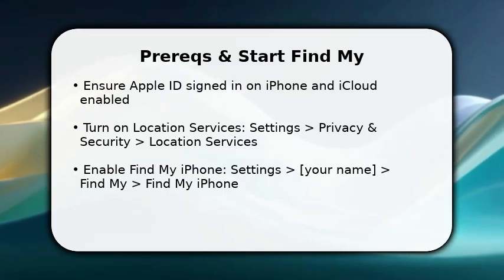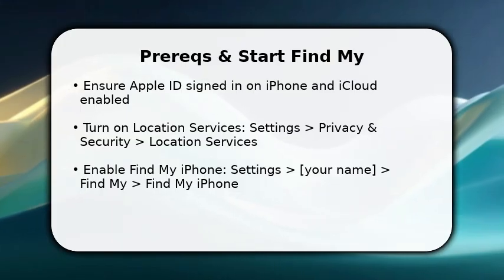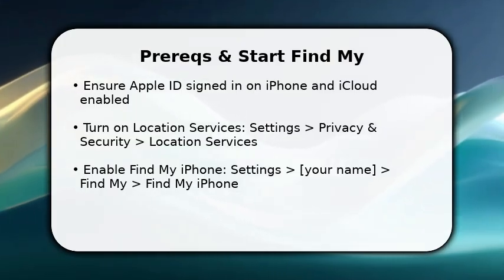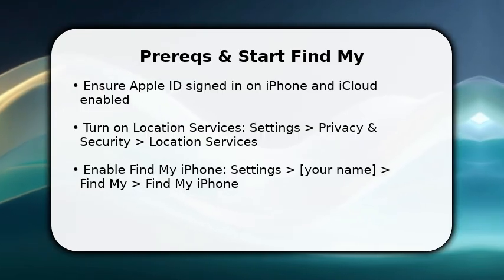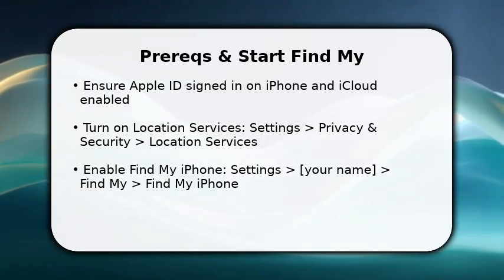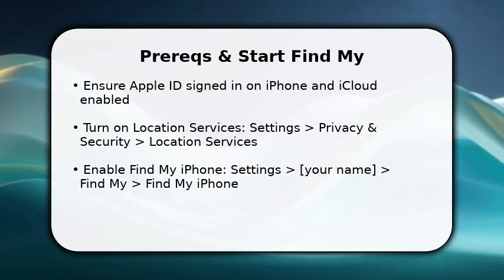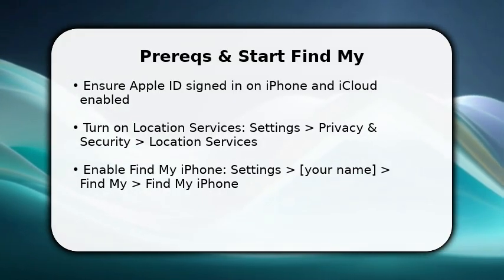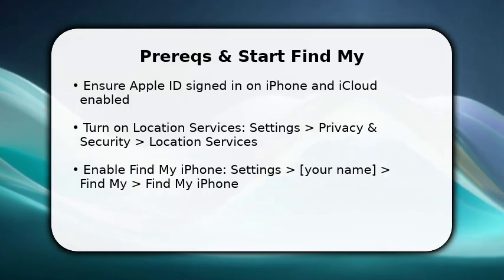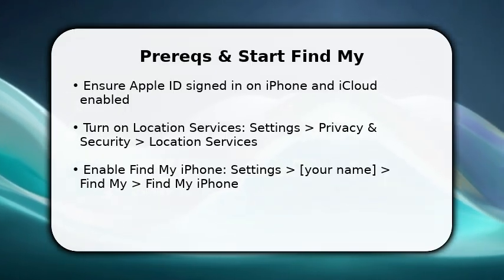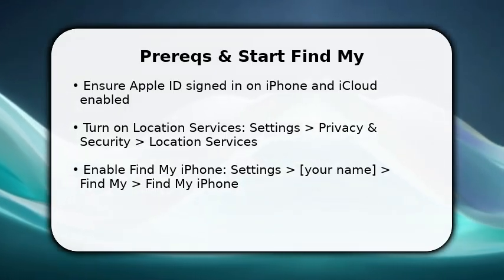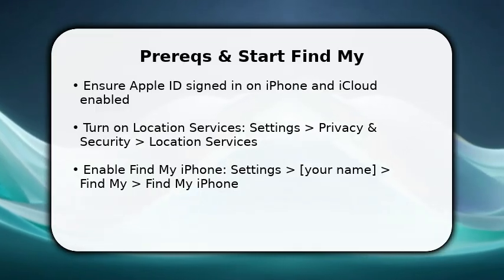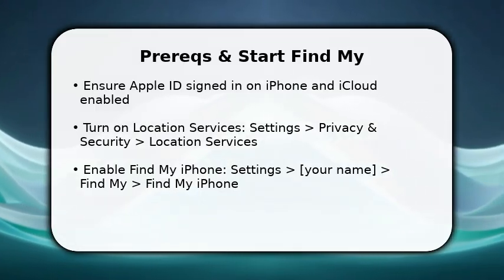You'll start by confirming a few essentials so tracking works. Make sure you're signed into your Apple ID and iCloud. This links device location to your account. Once done, enable location services in Settings, Privacy and Security so GPS can report position. Next, open Settings, tap your name, choose Find My, and toggle on Find My iPhone. This first set of steps registers the device with Apple's network so you can locate it when needed.